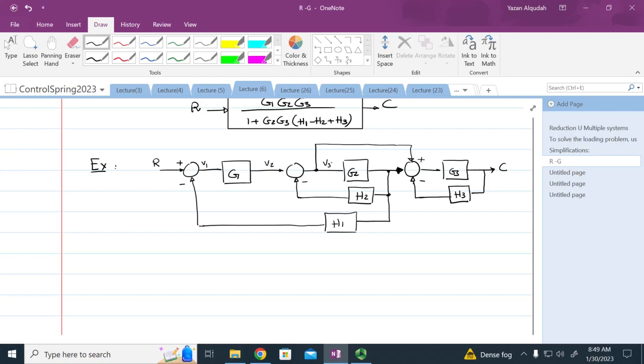How about if we did not have this? How do we reduce it if we did not have that? We have a feedback form here. We take the equivalent. There's another feedback. Make sense? But we cannot do that. Can we do that in this form?